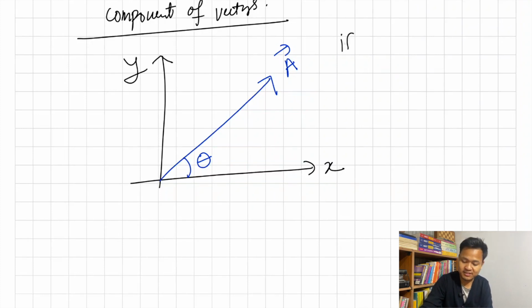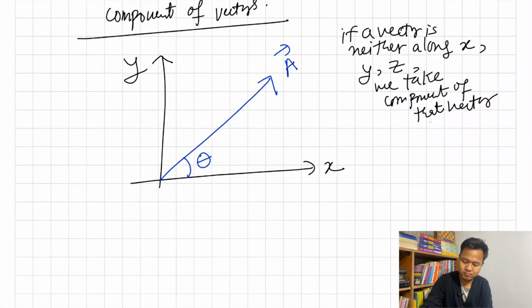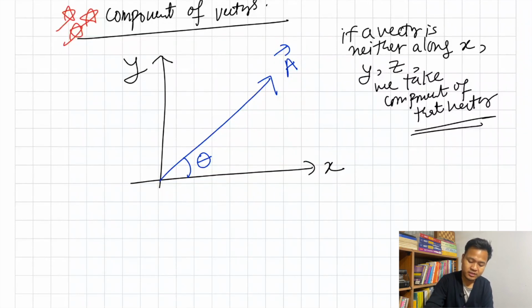Let's write that down. If a vector is neither along x, y, or even z, then we take the component of that vector. This is very important: component of a vector. Here, component is nothing but splitting this vector into two, along the x and along the y.